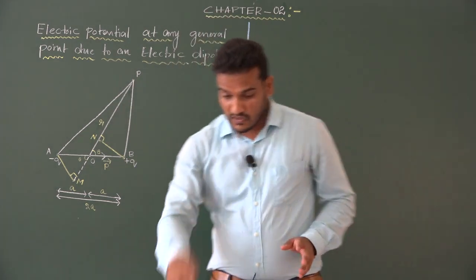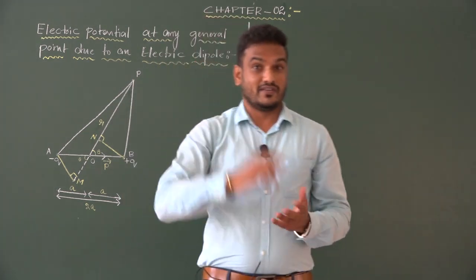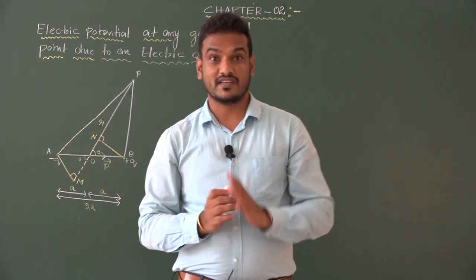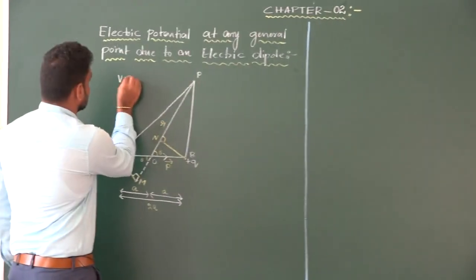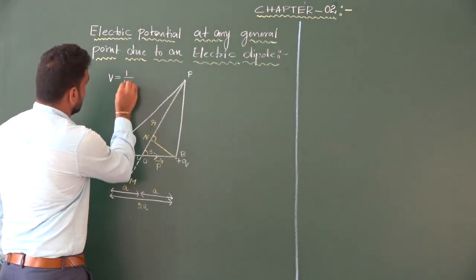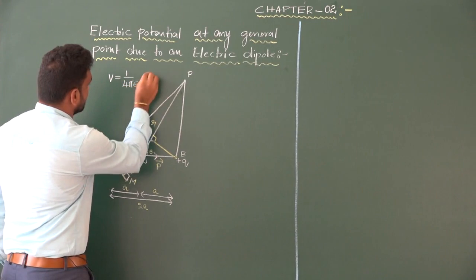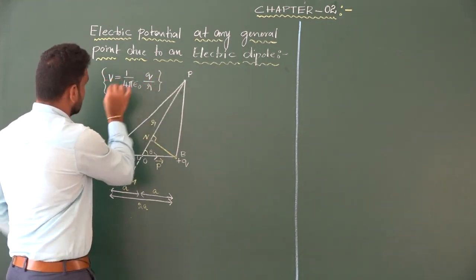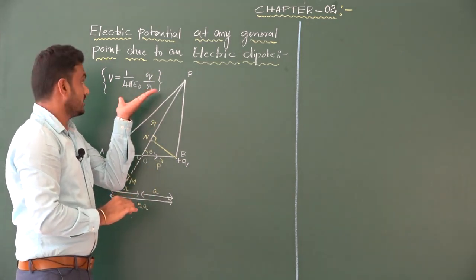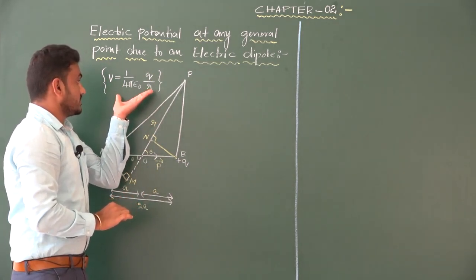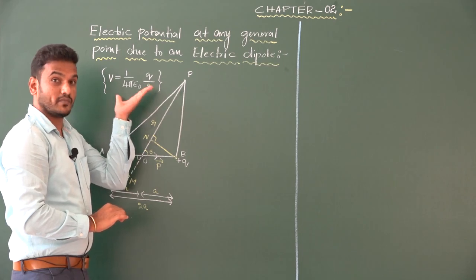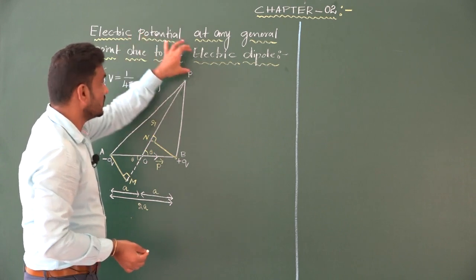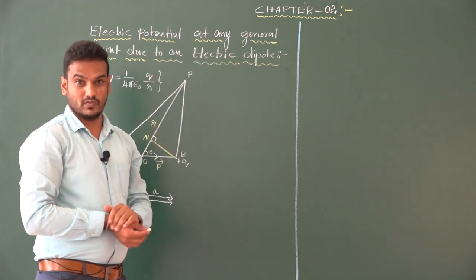Okay. So, last class we derived electric potential due to a point charge. We got the relation V is equal to 1 over 4 pi epsilon naught Q divided by R. This equation we already derived. This is the electric potential due to an isolated point charge. Now, we are talking about electric potential due to an electric dipole.